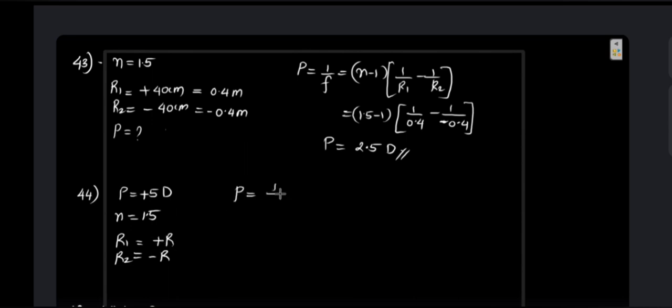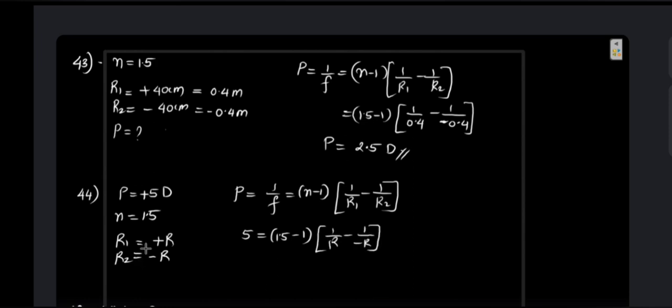So power, which is nothing but 1 upon F, is equal to N minus 1. You have to write the formula, okay? Into 1 upon R1 minus 1 upon R2. So power is given as 5 diopters, which is equal to 1.5 minus 1, 1 upon R minus of minus 1 upon R. Okay, so you can solve this. This will be equal to 0.5. 1 upon R plus 1 upon R will be 2 upon R is equal to 5. So R is going to be equal to 0.5 multiplied by 2 divided by 5. Okay. So this is going to be equal to 1 upon 5 meters, which can be written as 20 centimeters. So radii of curvature of either of the spherical surfaces is going to be 20 centimeter.